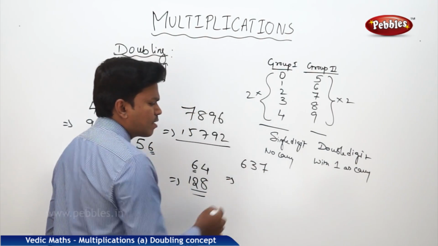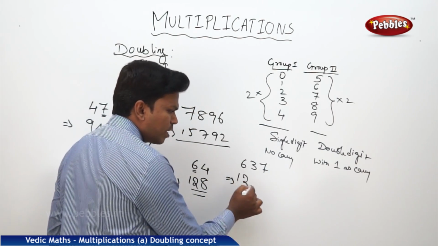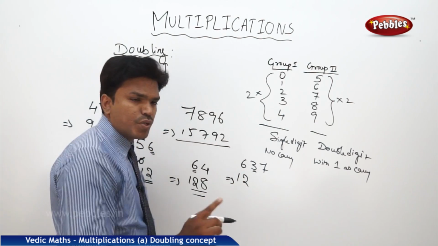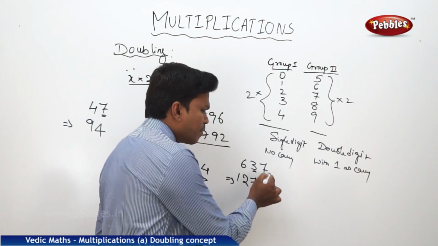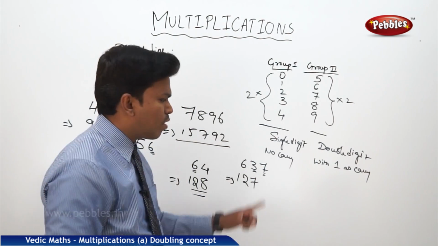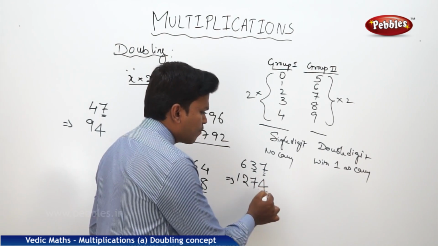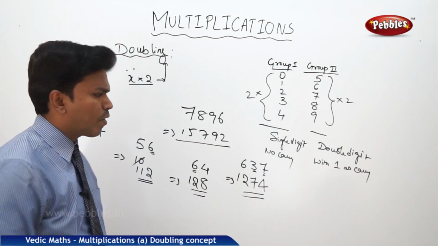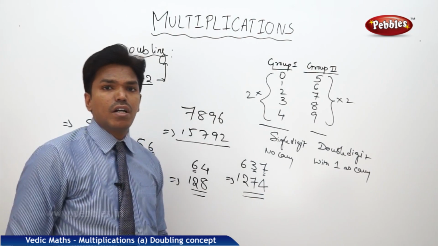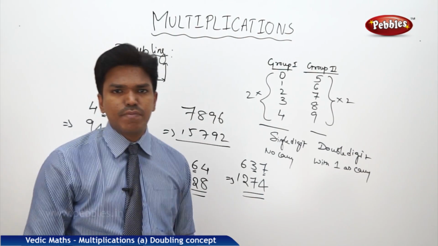Suppose let us take 637. I want the double of 637. 2 6s are 12, it will be 12 only. Why? Because the next number is first group. 2 3s are 6, but 7. Why? Because the next number is second group, that is 7. Now what is 2 7s? 14, so take 4. So your answer is 1274. Like that we will do the doubling of numbers as fast as possible.